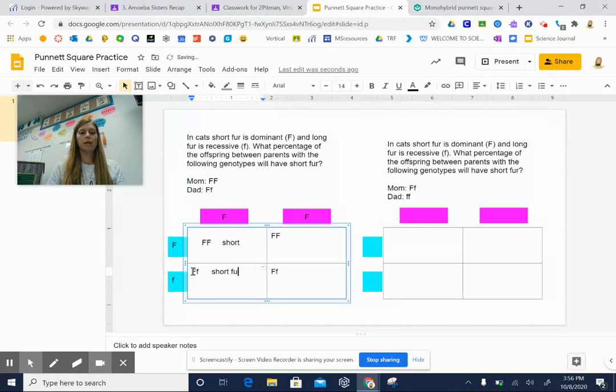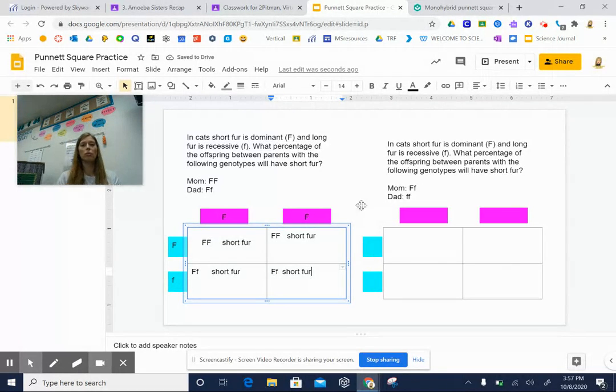Maybe I should type in fur, okay? Okay, so this one's going to have short fur. All right. So now this one, again, both of them have the dominant short fur gene. So I'm going to type in short fur. And finally, again, it's repeated. This one has short fur.